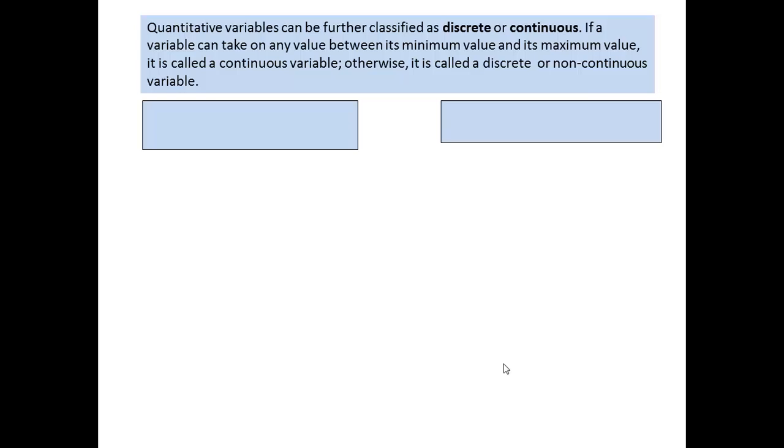Quantitative variables can be further classified as discrete or continuous. Some people call it non-continuous. If a variable can take on any value between its minimum value and its maximum value, it's called a continuous variable. Otherwise, it's called a discrete, non-continuous, or categorical variable.